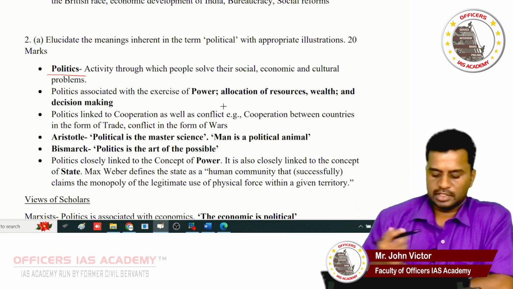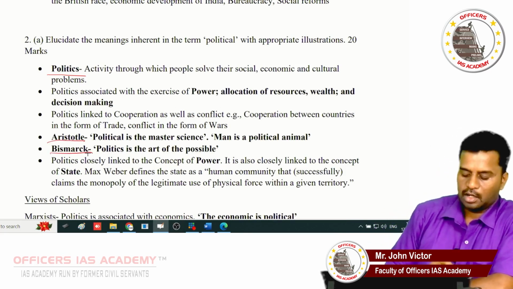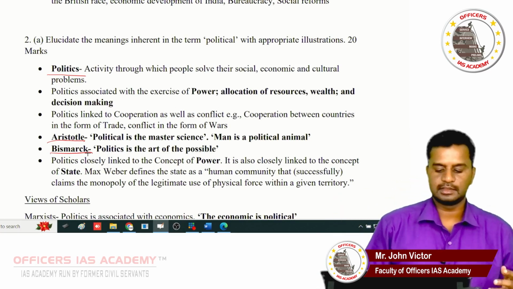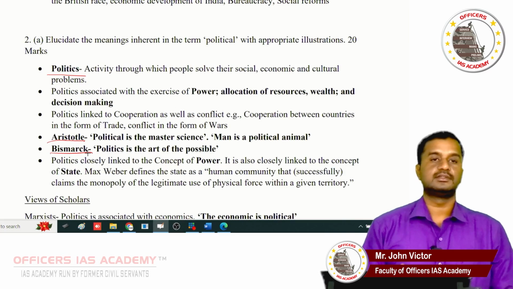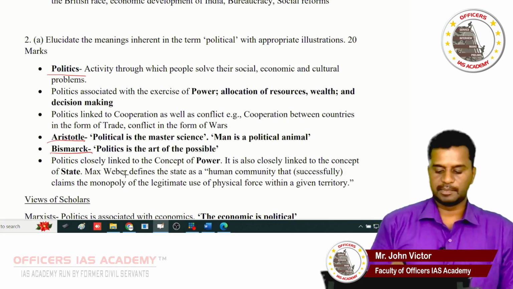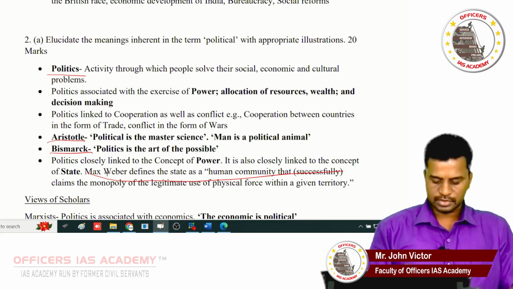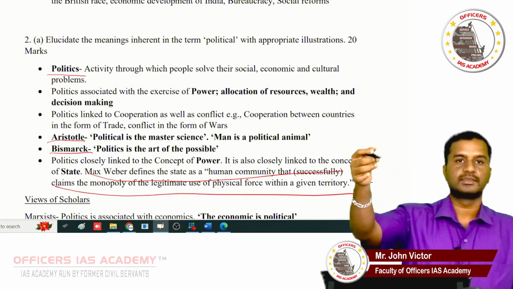Mention the views of important scholars like Aristotle, Bismarck, and others. According to Aristotle, politics is the master science. He called a man a political animal. According to Bismarck, politics is the art of the possible. Max Weber defined the state as a human community that successfully claims the legitimate use of physical force.